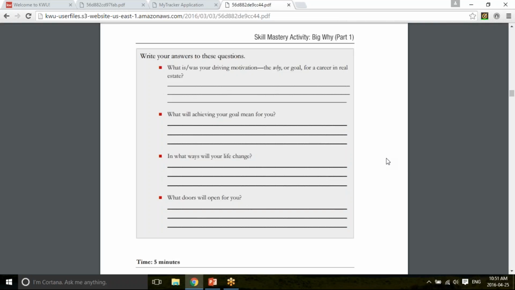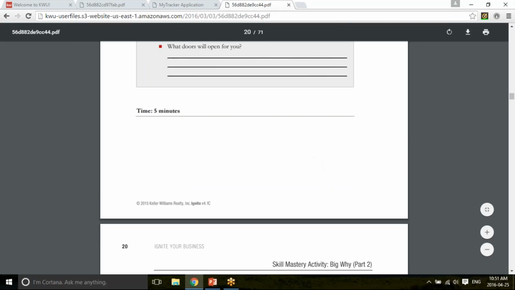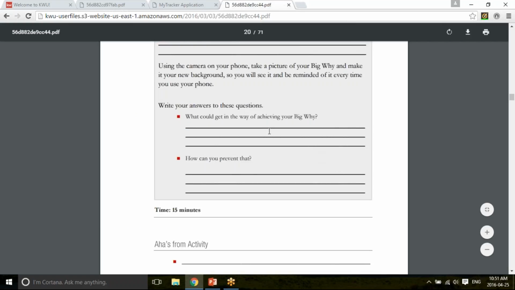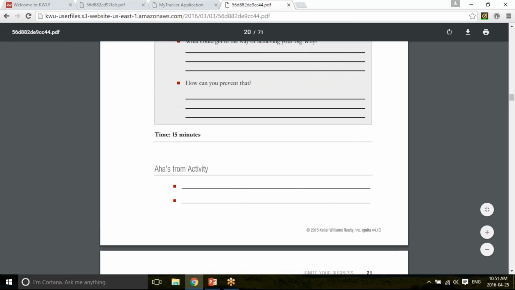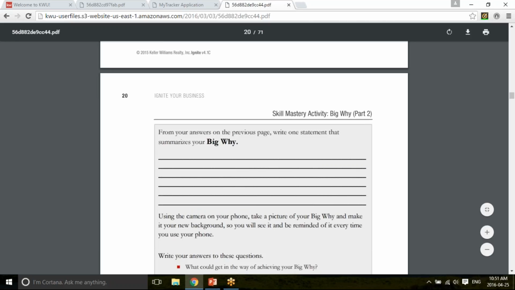Think about your why for 10 minutes. Please take 10 minutes and just, as you're milling around, let it run through your brain and think about what you're doing and why you're doing it. And the questions here are, use the camera on your phone. It says, take a picture of your big why and make it your new background. So you will see it and be reminded of it every time you use your phone, which I think is kind of cool. Write your answers to these questions.